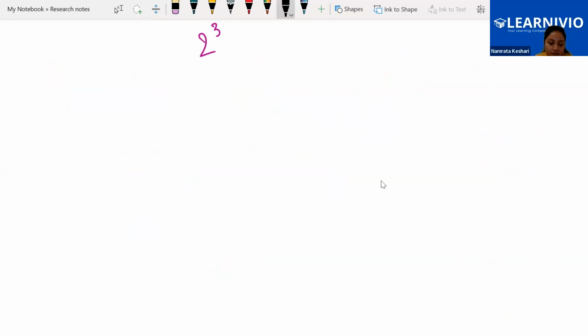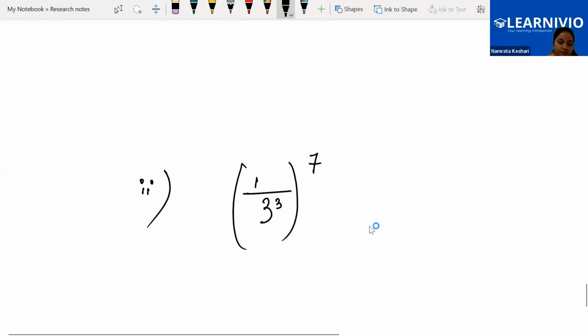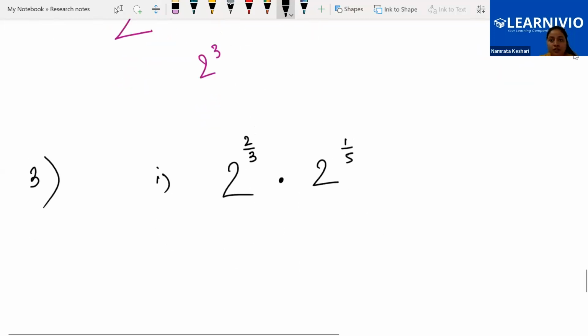Just a second. Let me take other questions also. 2 to the power 2 by 3 into 2 to the power 1 by 5. Next one, 1 by 3 to the power 3 by 7. Let's do these 2 first. Yes, Samya, Shad and Arhan.